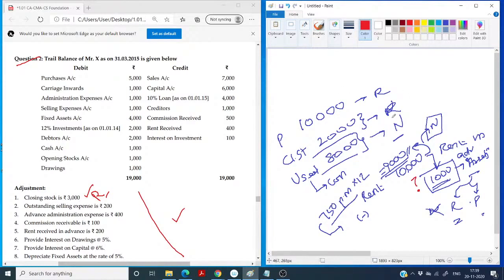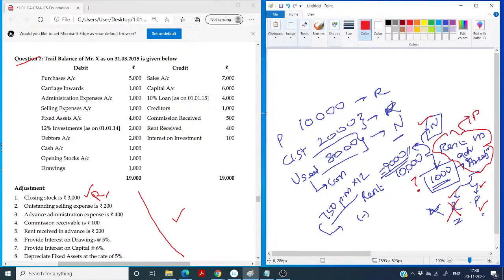Asset could not be nominal account, right? So it will be either real or personal account. Now my question is, is it real or personal? I have given two choices only. Is it real account or personal account? Remember, in short, this is not real account, this is personal account. Clear? So rent in advance account is personal account.